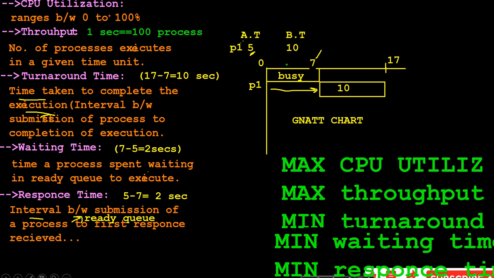More detailedly regarding scheduling algorithms and how to calculate turnaround time, throughput and waiting time, we will discuss in the next lectures. So for that, kindly stay tuned.